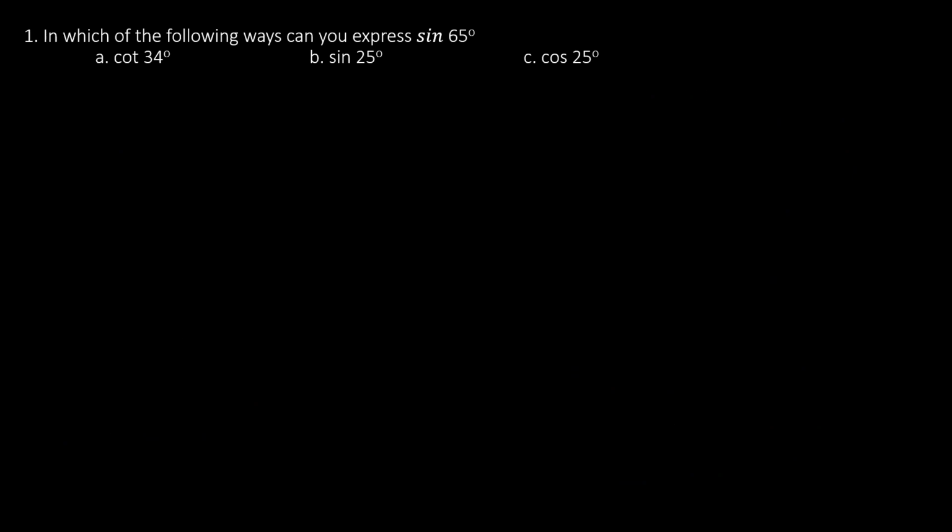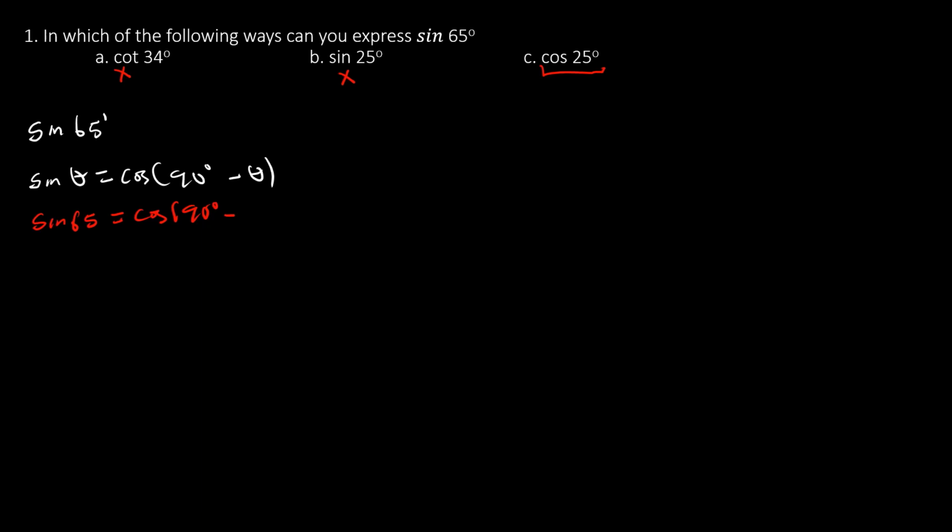Now let's look at how we can apply these rules. We have an example here. In which of the following ways can you express sine 65? So we are given sine 65 degrees. From the rules, we know that sine theta equals cos of 90 degrees minus theta. So we already know that cot is not going to work, and also this is not going. So we now have cos 25. We can say that sine 65 equals cos of 90 degrees minus 65 degrees, and this equals cos 25 degrees. So another way we can express sine 65 is cos 25 degrees.